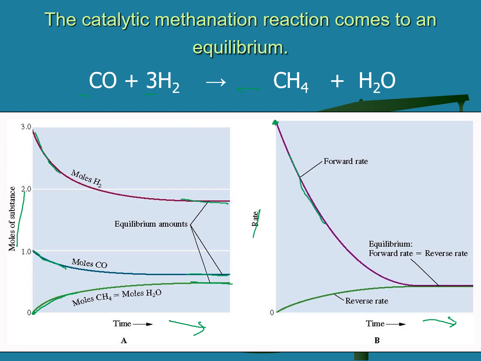I can draw a little arrow going back that way. The reverse reaction starts out at 0 because there's no products to even react with each other. But as they are formed, the reverse reaction picks up. And so the reverse reaction picks up, the forward reaction slows down. There comes a point where the two are equal to each other, and it levels off at that. So this is when you're in equilibrium, when the forward rate equals the reverse rate.